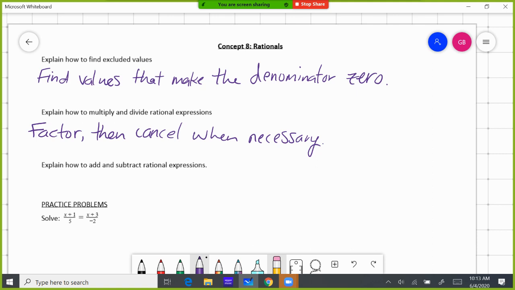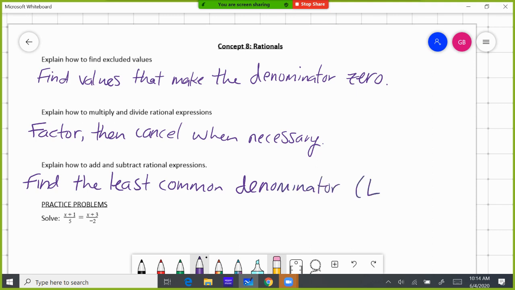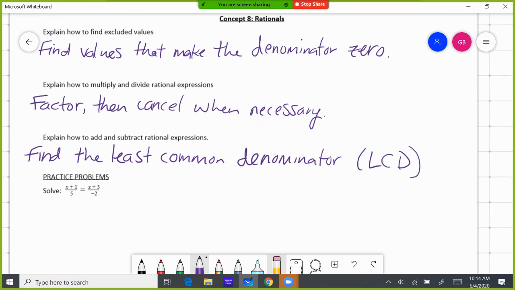And then explain how to add or subtract rational expressions. So same way you add regular fractions, you need to find the LCD, the least common denominator. Okay. Practice problems here. So this one is just a solving problem.